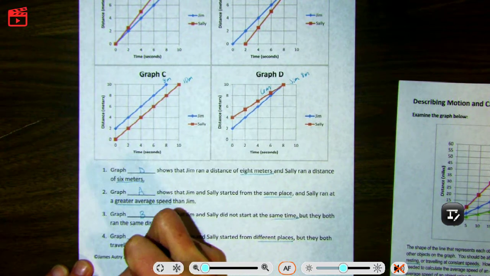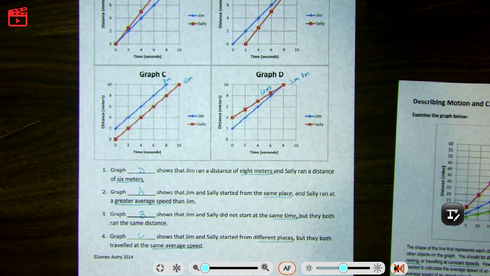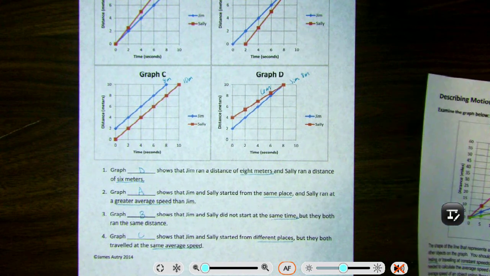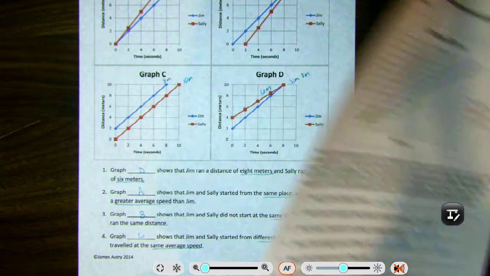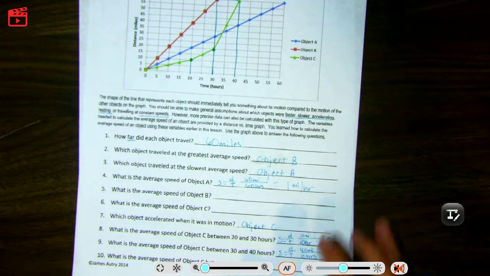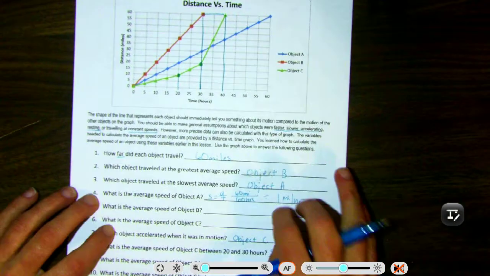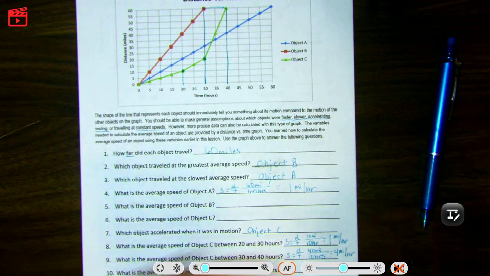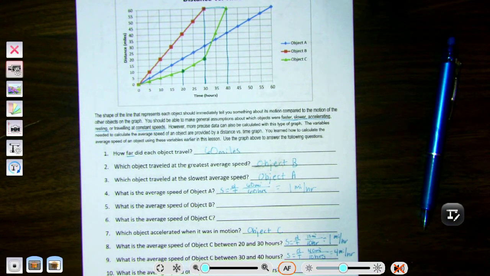So hopefully this kind of goes over with you guys enough to where you are understanding it. You will have some practice questions over this, so it's very important that you watch this and refer back to it when you need to. All right, hopefully y'all are starting to figure it out and it's making sense.